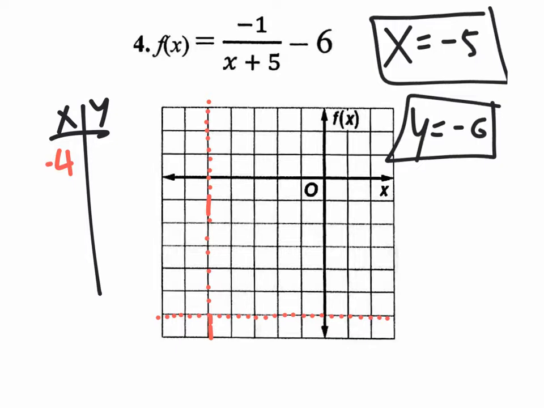Okay? So if I plug in a -4 right here, -4 plus 5 is 1. Yes? What's -1 over 1? It's -1. And then -1 minus 6, what do we get? -7. So the coordinate -4, -7 will give us the answer, at least for a sketch, right? So where's the coordinate -4, -7? -4, -1, 2, 3, 4, 5, 6, 7. So I have a dot right here, guys.